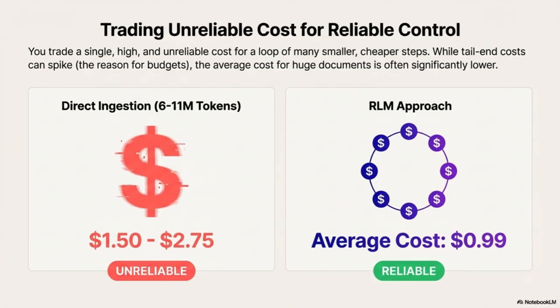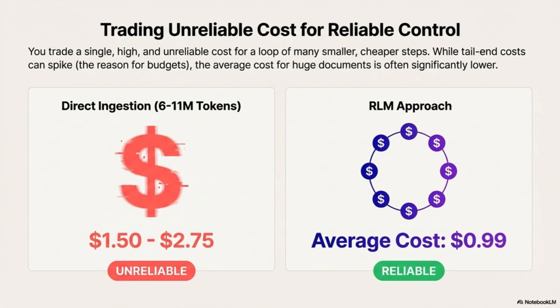Okay, let's get to the numbers. The claims in the paper are pretty significant. They talk about handling inputs that are 2 orders of magnitude, 100 times larger than the model's native context window. How did they actually prove that? They used a benchmark called OOLONG, and it's specifically designed to stress test dense aggregation: semantic transforms over chunks, and then aggregation over nearly all of them. The exact failure mode for base models.